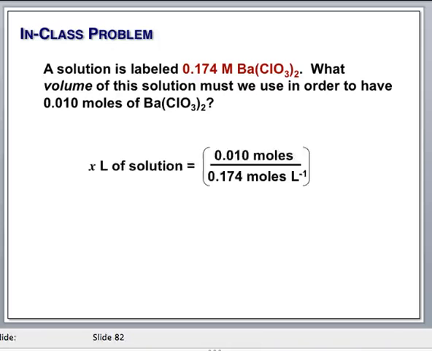Trivial problem, right? We have 0.01 moles. That's what we're looking for. We're 0.174 moles in every liter. Our moles cancel, liter comes up. And we're looking at 0.057 liters, or of course, 57 milliliters.